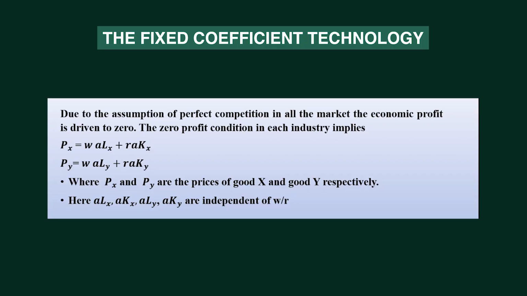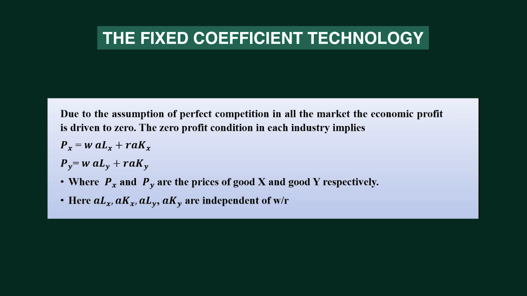Let us assume that the prices are exogenously determined. As the firms are small ones in a perfectly competitive framework, the prices are exogenously given. Since the factor ratio is fixed, in this model, W and R are the two unknowns.